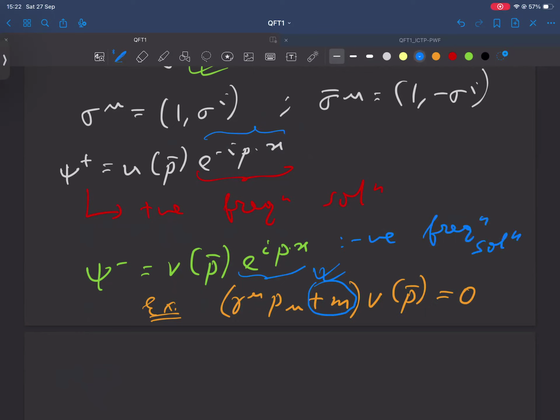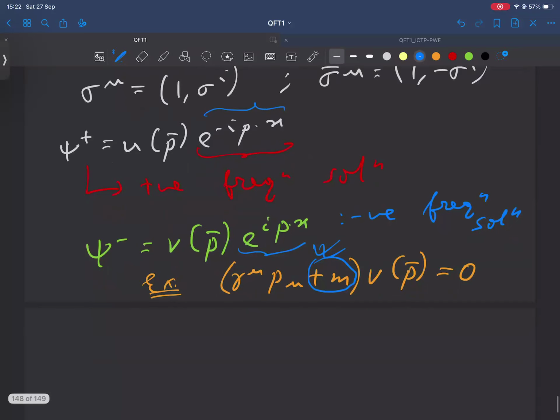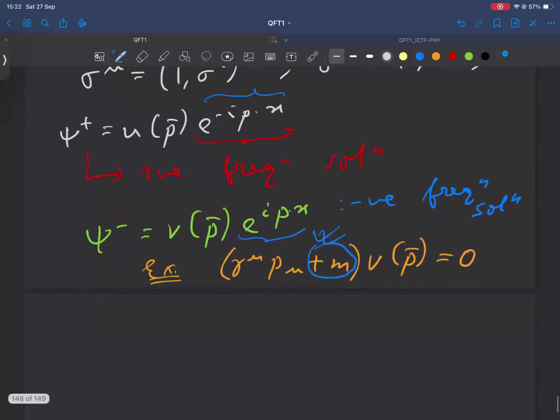The observable will be m squared, or the energy that you compute when you quantize the theory from the Hamiltonian density. So with these things out of the way, let's explicitly see what these solutions look like.